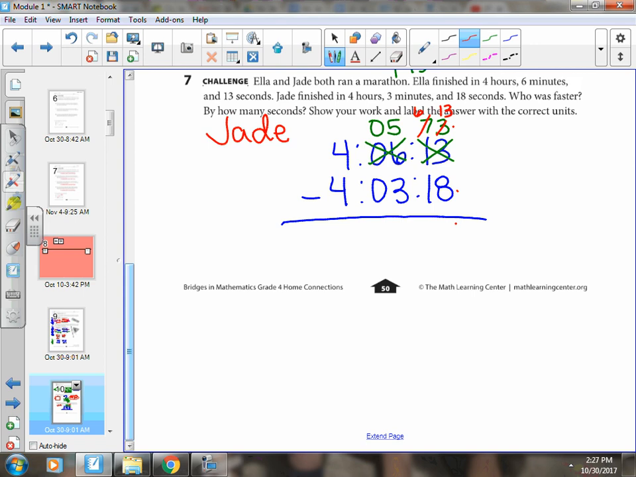Now that I've regrouped properly, I can subtract like normal. 13 minus 8 is 5. 6 minus 1 is 5. 5 minutes minus 3 minutes is 2 minutes. And 0 hours. Okay, so that means that Jade ran 2 minutes and 55 seconds faster. So I'm going to say 2 minutes, 55 seconds faster.